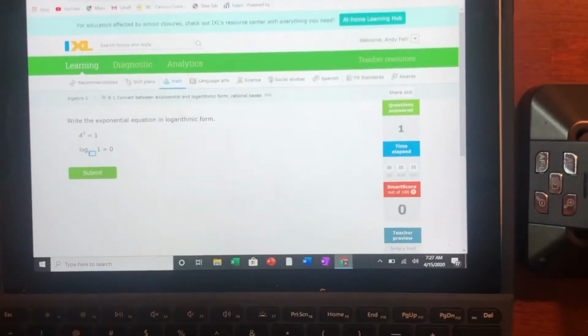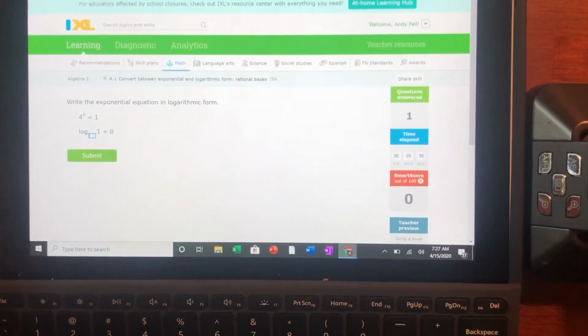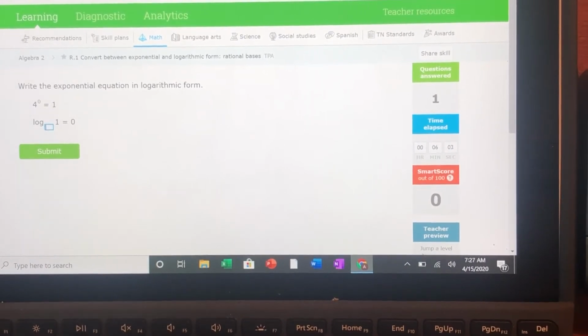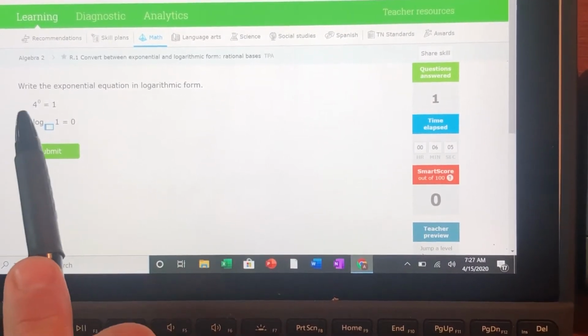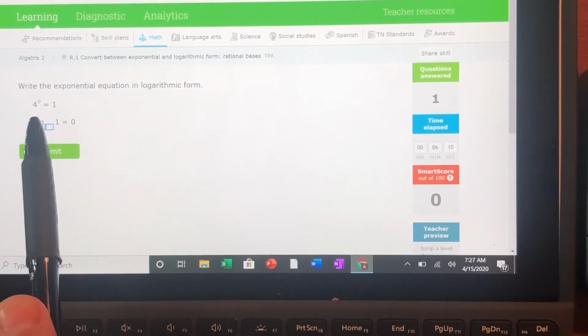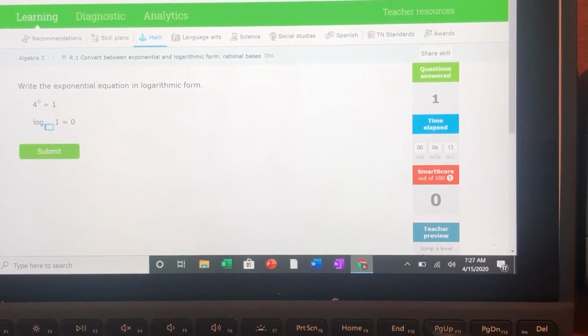So let's try some of these. Here's IXL R1. I'm going to zoom in on that just a little bit, make it easier to see. This one says, write the exponential equation in logarithmic form. So 4 to the 0 power is equal to 1. That's exponential form, and they want us to rewrite it in logarithmic form. They're asking us to find the base. So which of the numbers here is the base? The base is the number being raised to the exponent, which in this case is 4.